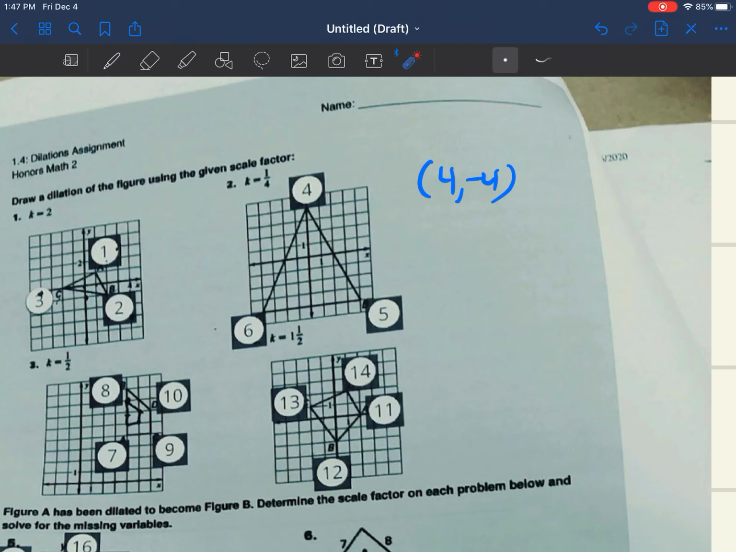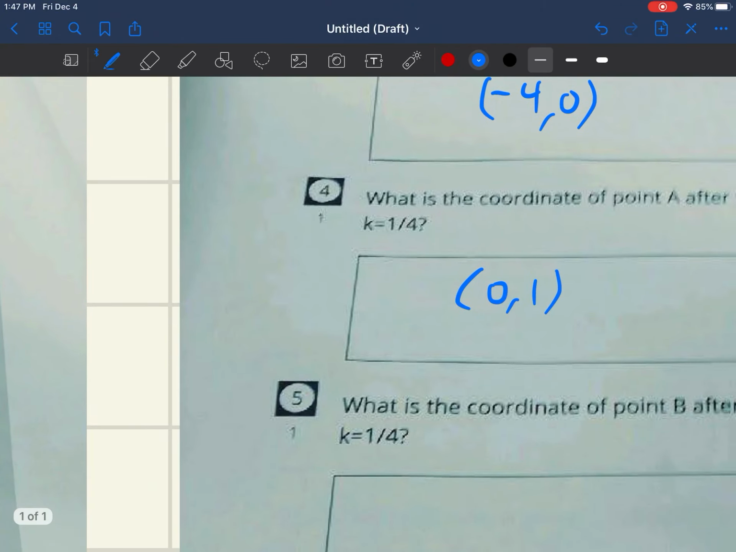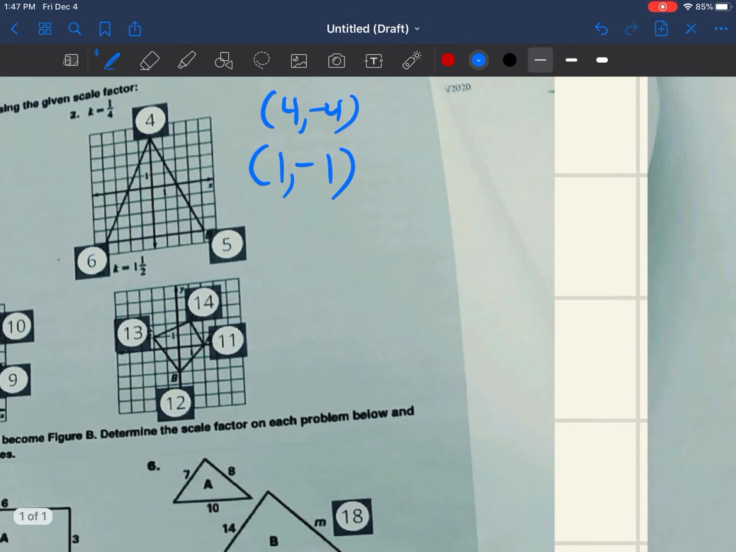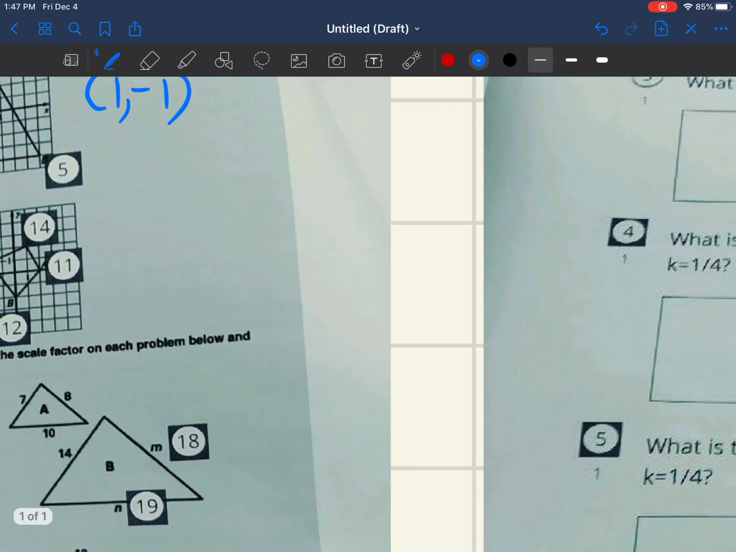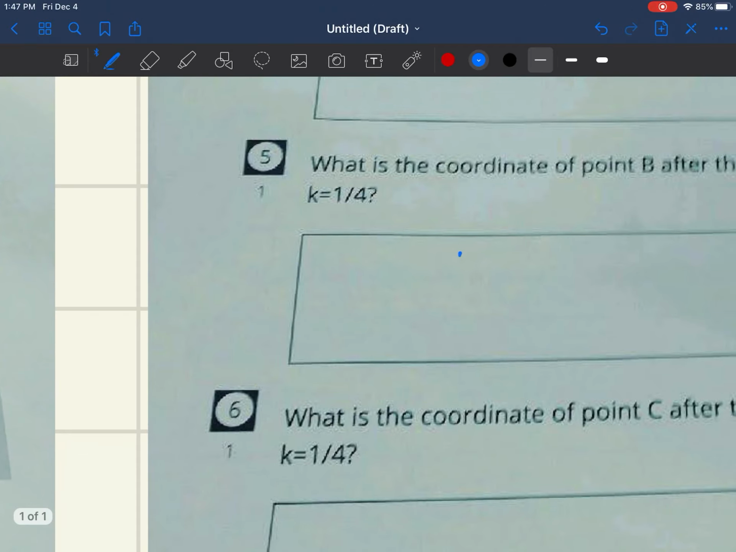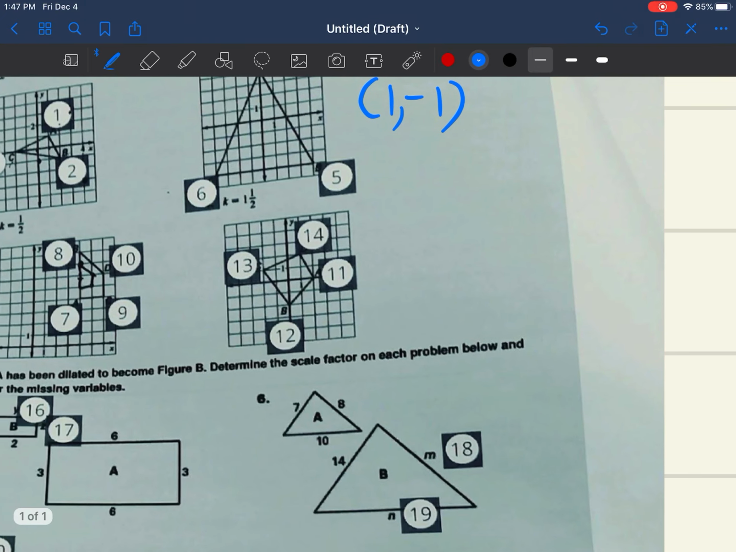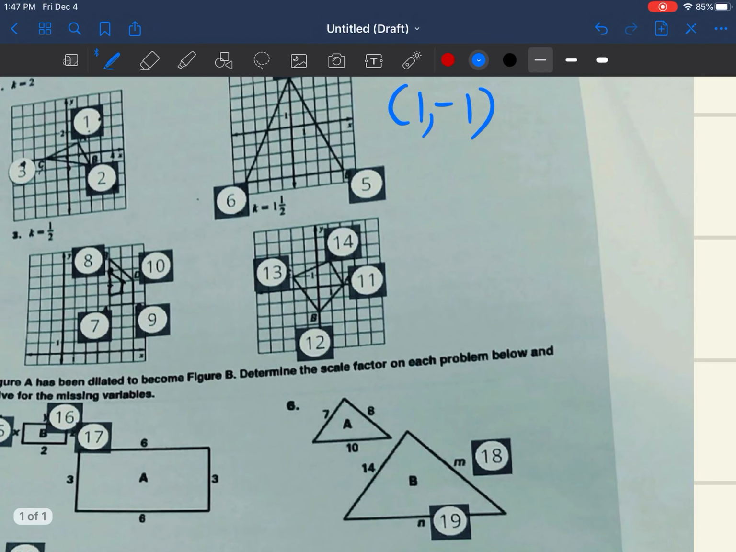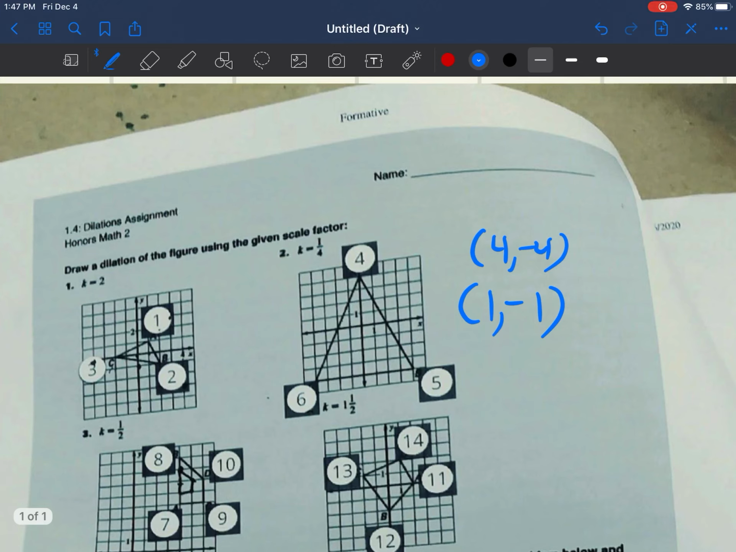I'm going to take each of these and multiply it by 1/4. 4 times 1/4 is 1. -4 times 1/4 is -1. So that's the answer to number 4, 1, -1. Actually, that's the answer to number 5. I'm sorry, that is number 5. It's going to be 1, -1. Yep. Okay.